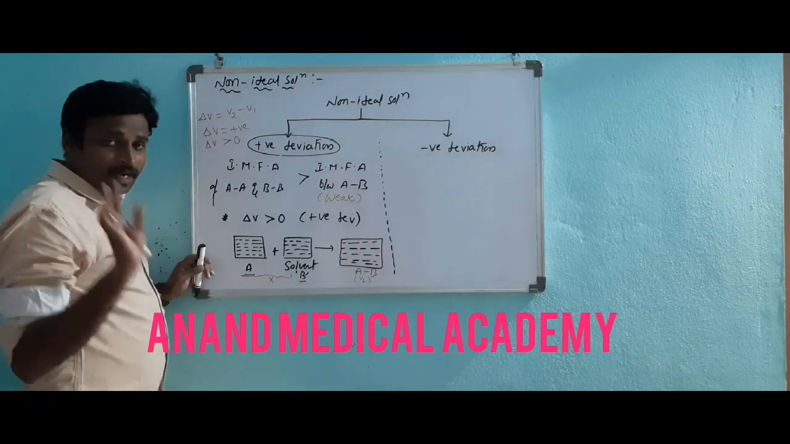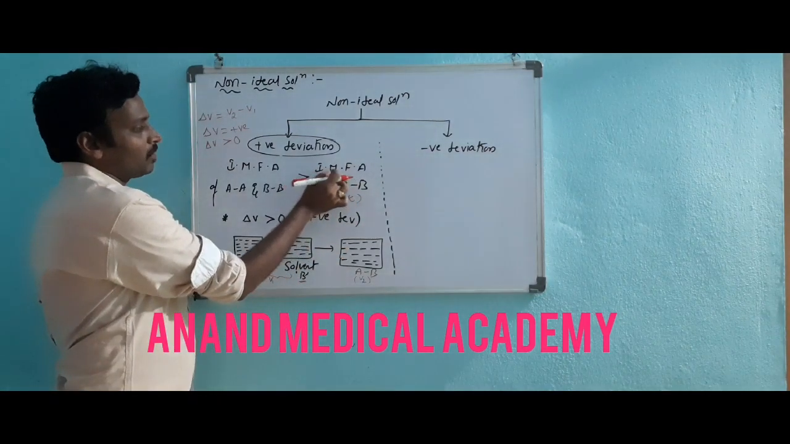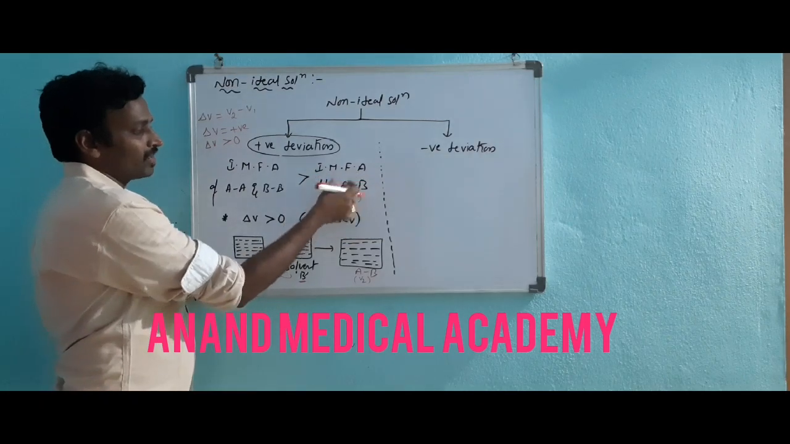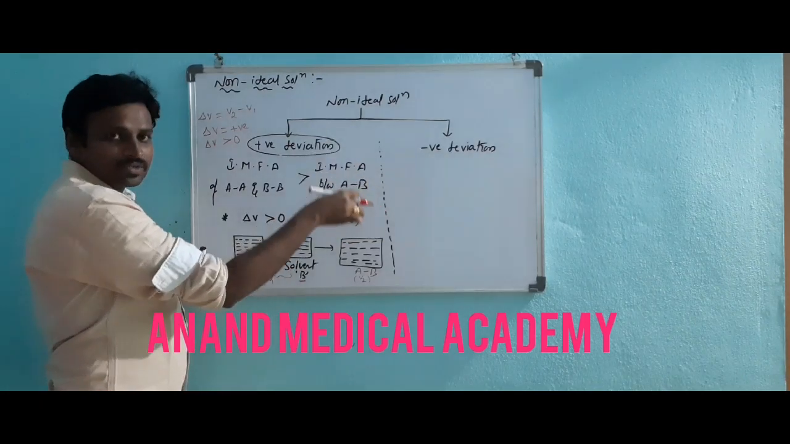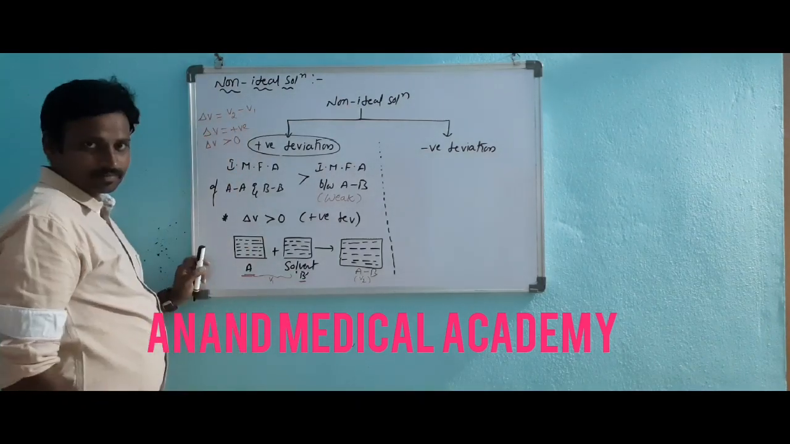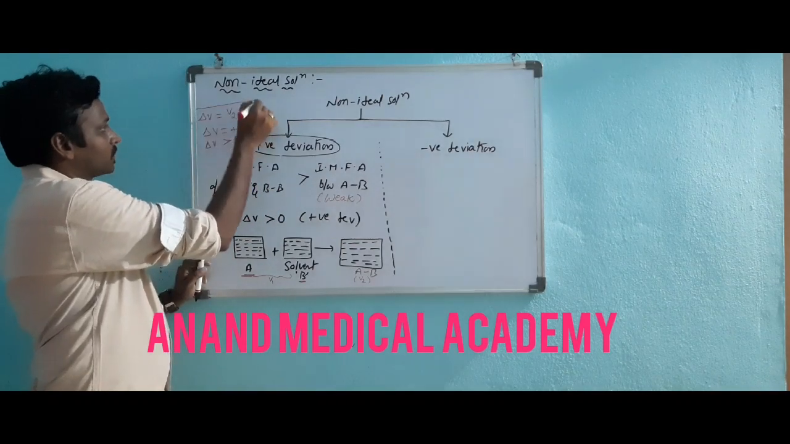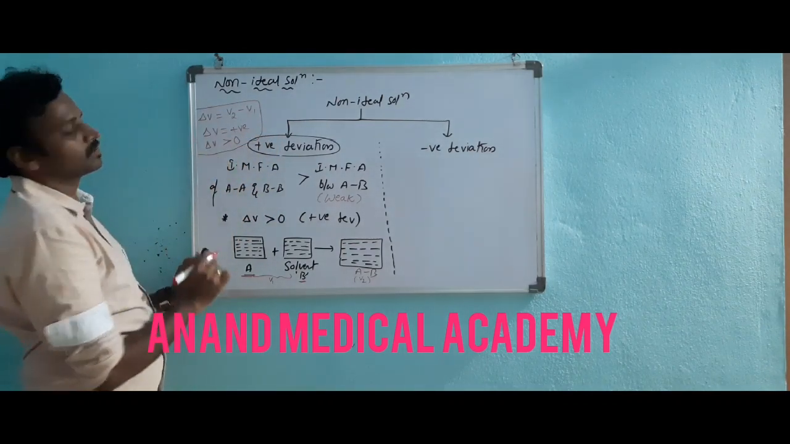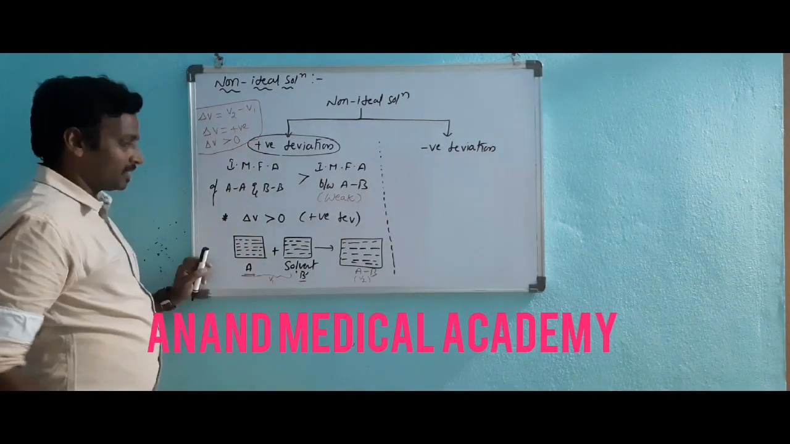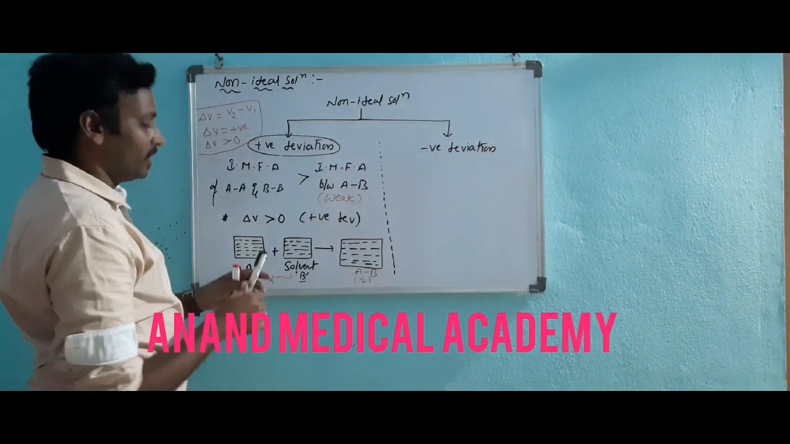So delta V is greater than 0 for solutions having non-ideal solute that show positive deviation. When positive deviation happens, it means the intermolecular force of attraction between A and B in solution is weak compared to the others. These are very important. Delta V is greater than 0. Got it? Now let's come to the negative deviations.